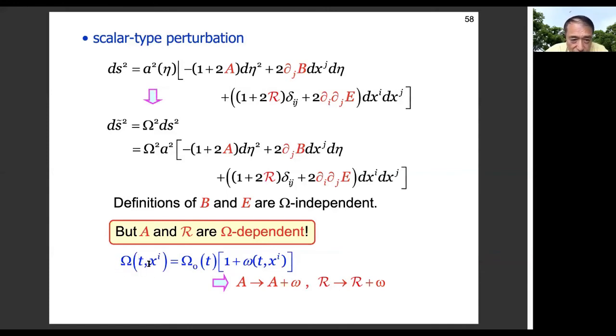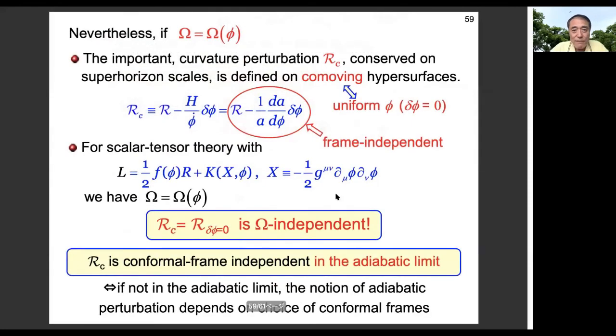Omega will have some background value plus some non-trivial space-time dependent component. If you expand around the background and include that in the right-hand side to define the perturbation in this conformally transformed frame, then the lapse function and the curvature perturbation will have a shift. So they are not invariant. This is a source of potential problem, because we are interested in the scalar curvature perturbation.